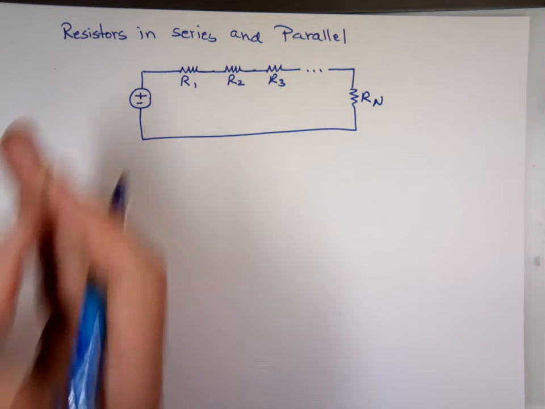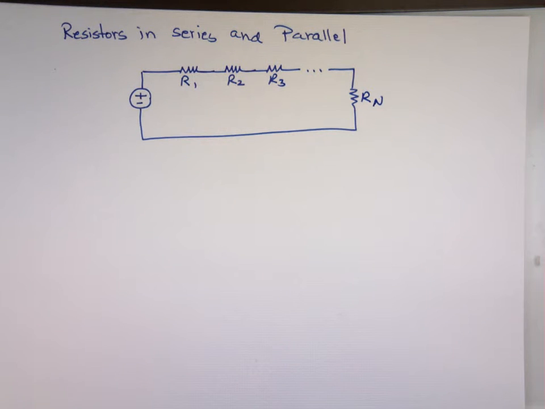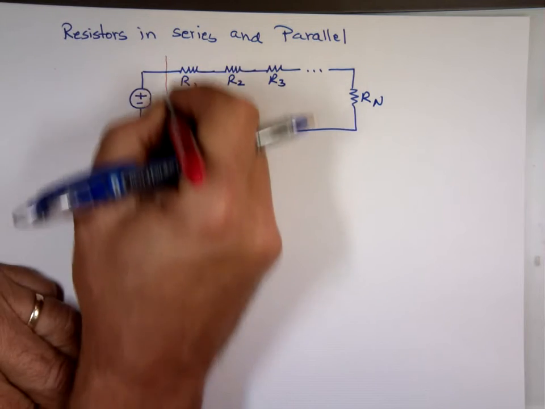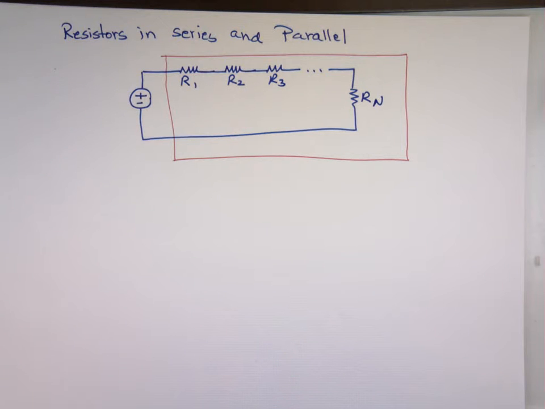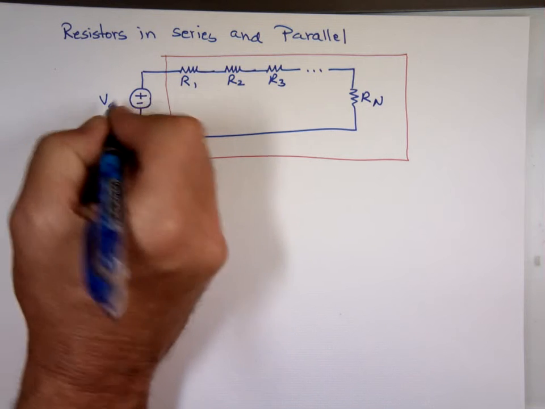And I'm trying to find an equivalent. I'm looking for something to replace all these resistors. Is there one resistor I can replace all these with that value? And how would I find that? And to derive that, this is the source here.